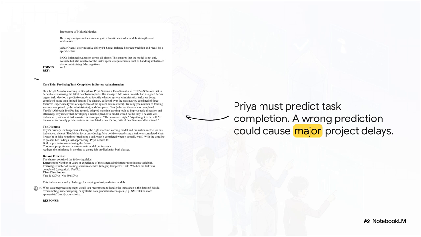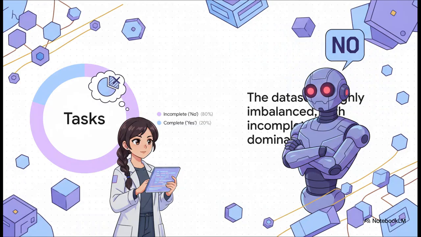If her model gets it wrong, it could create a domino effect that causes massive delays for major projects. No pressure, right? And right out of the gate, she spots a huge problem. She looks at her data and sees that a whopping 80% of the tasks are labeled incomplete. This is a classic imbalanced data set. And why is that a problem? Well, because a lazy model could just predict no every single time, be right 80% of the time, and be completely and utterly useless to the business.